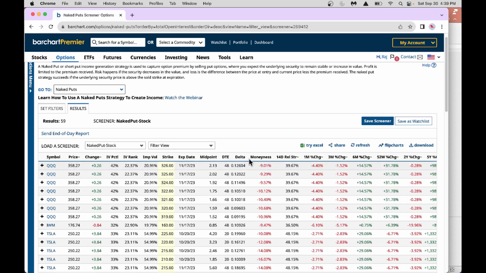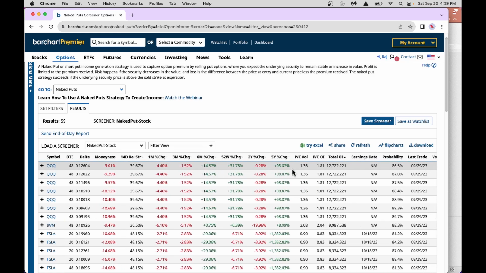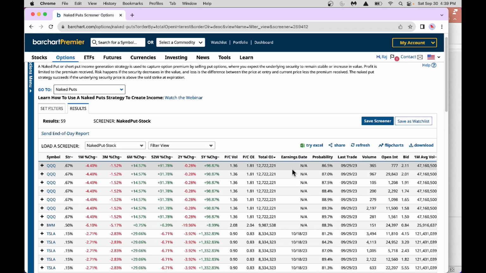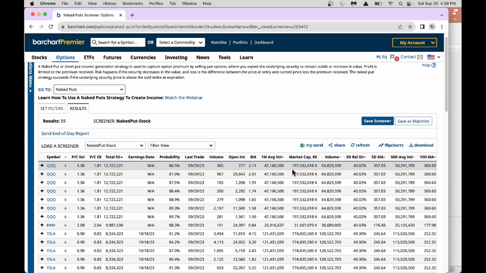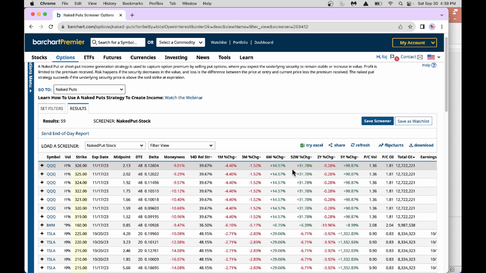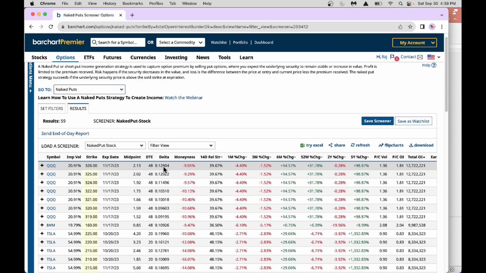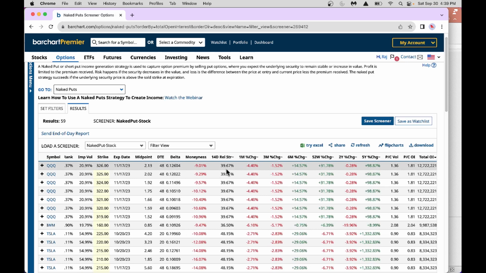And look, we got other details here. As you scan through here, we got a lot of details. I typically look at delta. So look, right now we got delta 12. Look, that's a good one here, delta 12. It's less aggressive put option selling here. You could go in here and sell a put option for QQQ.